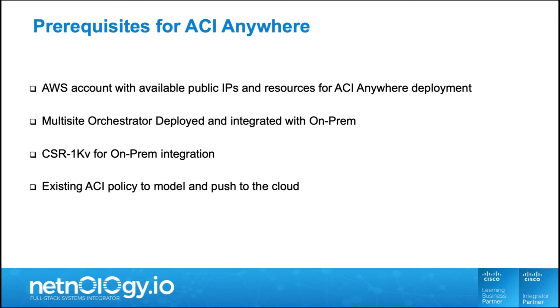The prerequisites to deploy the ACI Anywhere lab are an AWS account with available public IPs and resources for ACI Anywhere deployment, a multi-site orchestrator deployed and integrated with on-prem ACI solution, a CSR 1KV for on-prem integration, and existing ACI policy to model and push to the cloud.